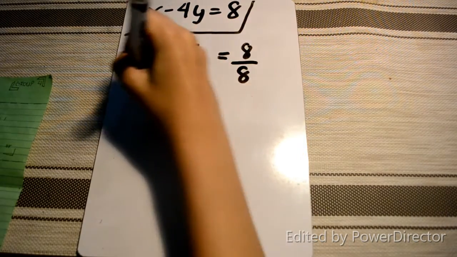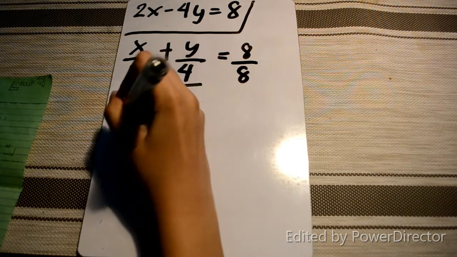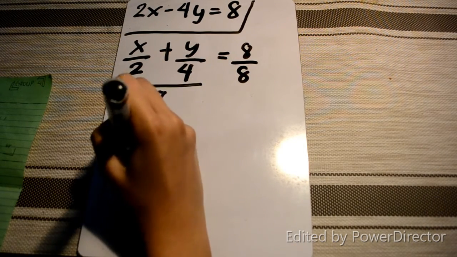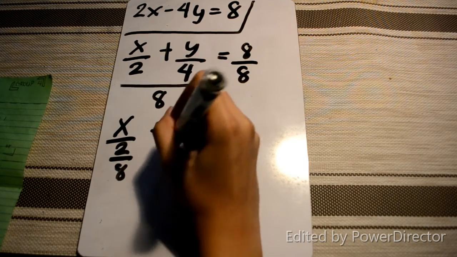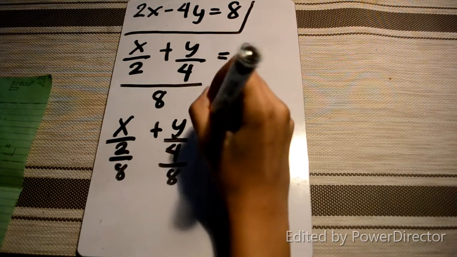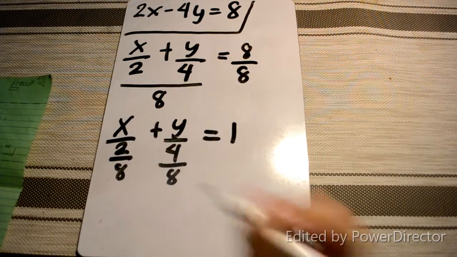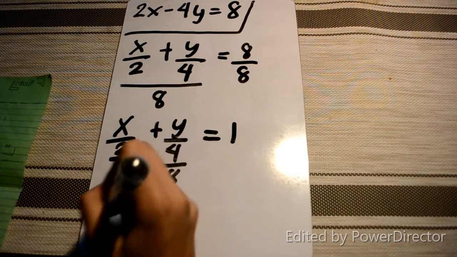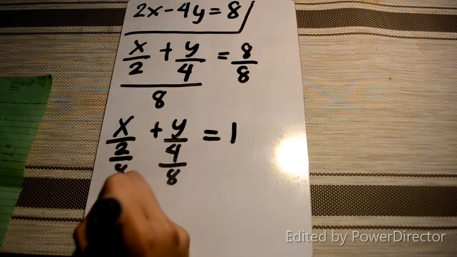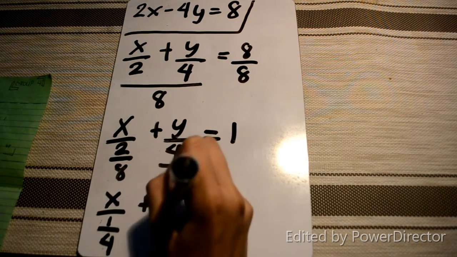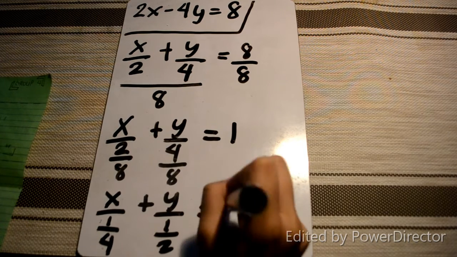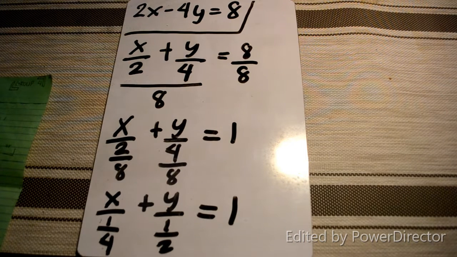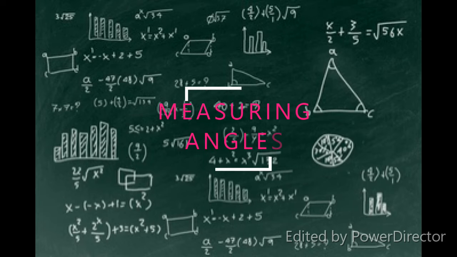So, we need to divide the equation by 8. That gives us x over 2/8 plus y over 4/8 equals 1, simplified as x over 1/4 plus y over 1/2 equals 1. That concludes that x over 1/4 plus y over 1/2 equals 1 is the standard form of 2x minus 4y equals 8 in intercept form.